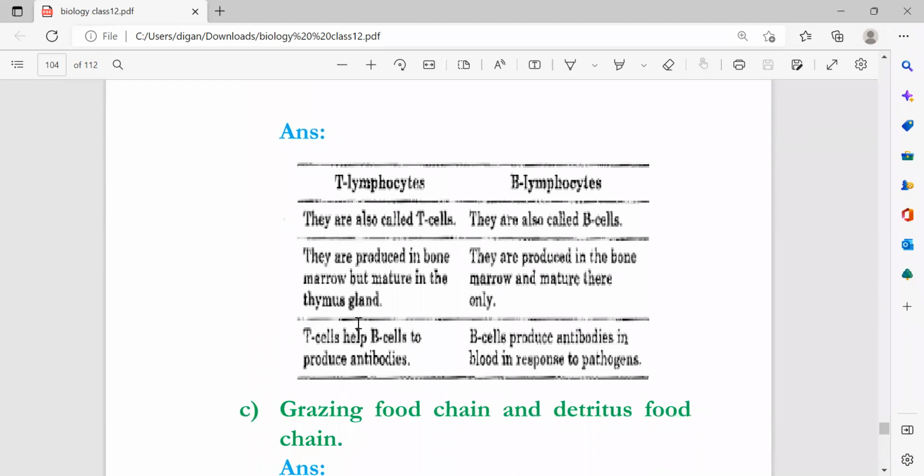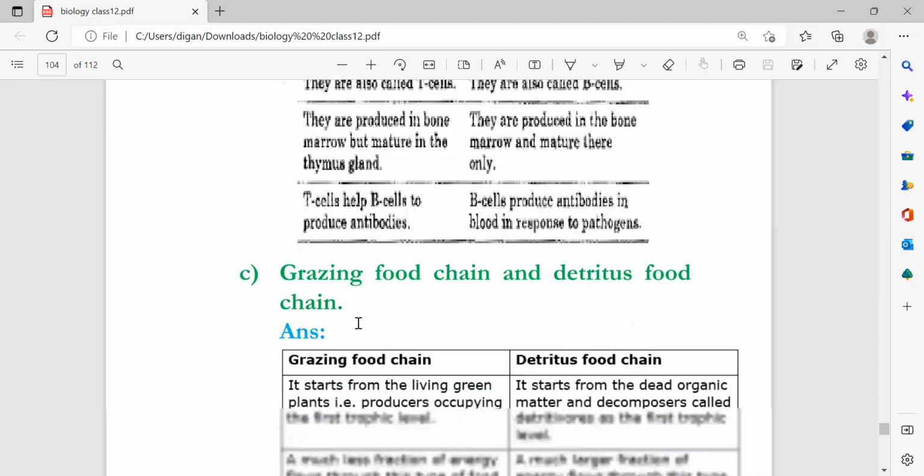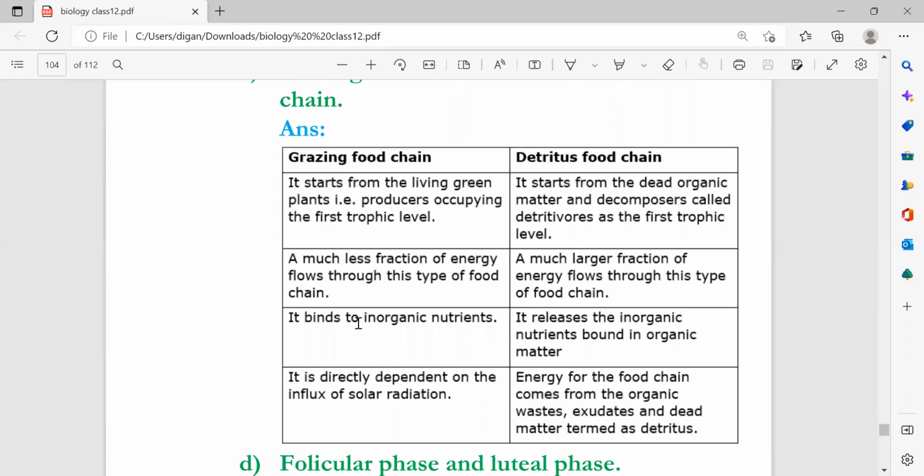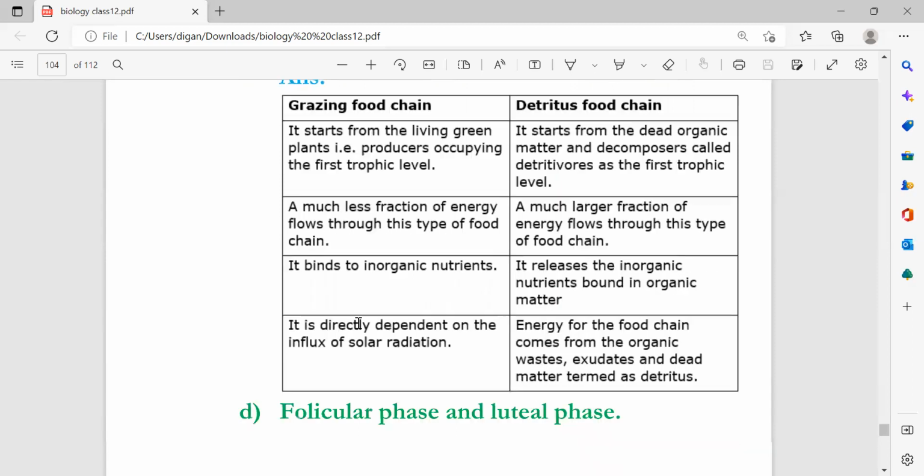So if 2 marks come, you just write 2 marks. Next, grazing food chain and detritus food chain. These are the differences between the grazing food chain and the detritus food chain.